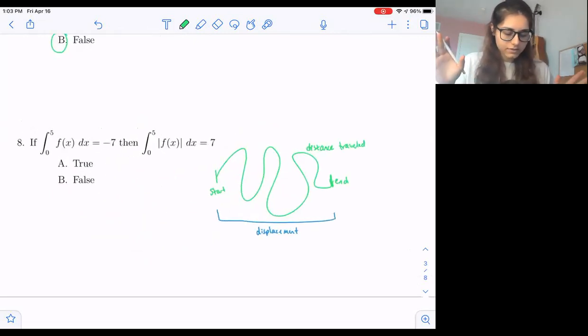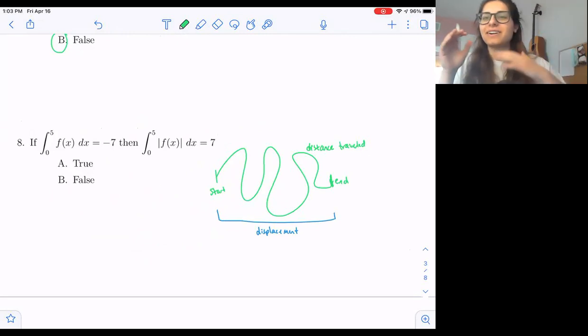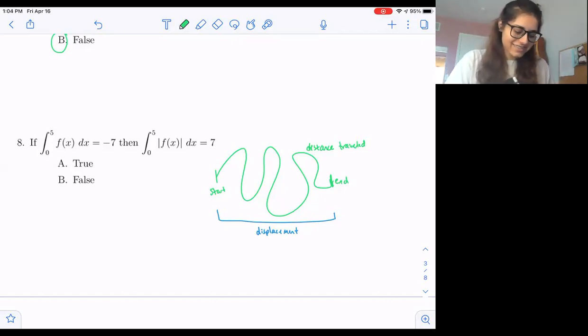If your distance, I don't want to mess this up. Basically, some of your original function could be above and below the axis. And so if you add them up, it's -7, but just because you take the absolute value doesn't mean it'll be +7. There's no correlation there, right? You don't know if your distance traveled was the same as your displacement. So that might not make a ton of sense. I feel like I didn't explain that super well, but basically this is definitely false.